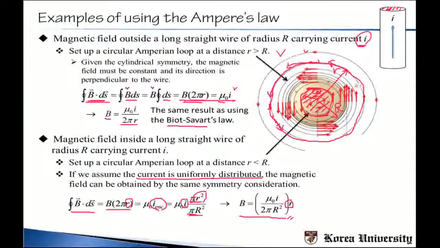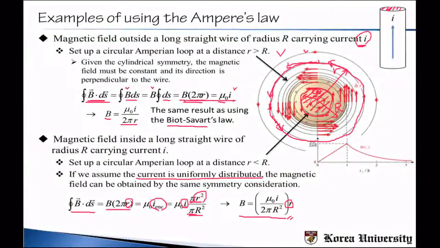So now we get different results depending on whether you are inside the wire or outside the wire, and you can draw the result together in a graph. Inside the wire, the magnetic field is proportional to the distance, so it is a straight increasing line. As soon as you reach the surface of the wire and go to a larger distance, it will decrease following the inverse proportionality to the distance. Okay.